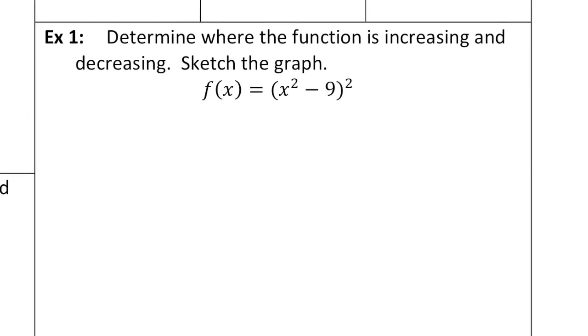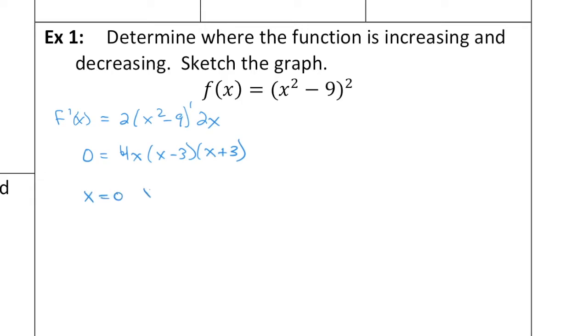For example 1, we're going to determine where a function is increasing or decreasing. To do that, we want to find our critical numbers. So if we find the derivative of f of x, f prime of x, using our chain rule, 2, keep our inside, times the derivative of the inside, which is 2x. When we take this function and set it equal to 0, notice that we have a nice factorable function. We have 4x times x minus 3 times x plus 3. You have 3 critical numbers: x equals 0, x equals 3, x equals negative 3.